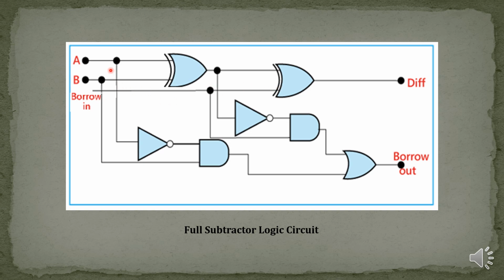Next, the same inputs A and B are given to the AND gate. From A we are using a NOT gate and it is given to the AND gate, the first AND gate.